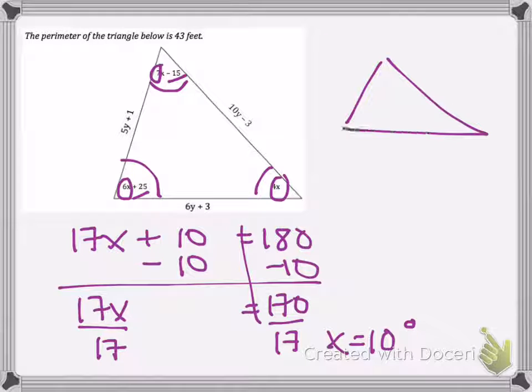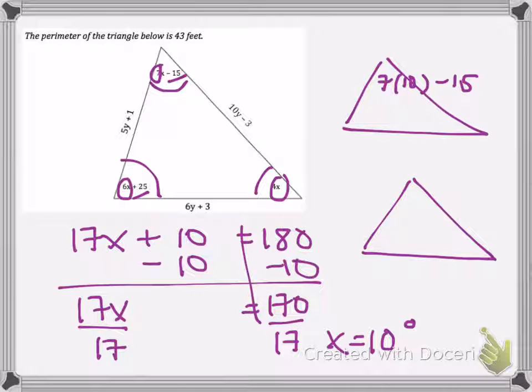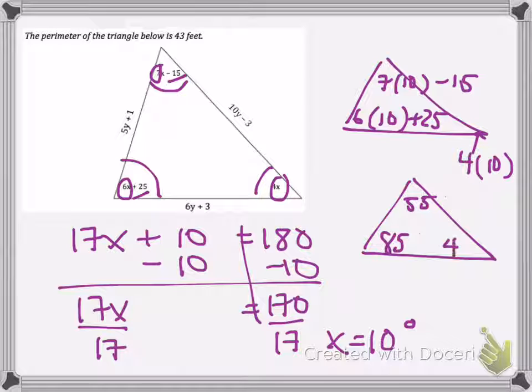If I plug that back in, up here I'm going to have 7 times 10 minus 15, which means that, oh, that's a beautiful 15, isn't it? Which means that that angle is going to be 70 minus 15, that's 55 degrees. Over here I have 6 times 10 plus 25. That's going to make this one 85 degrees. And in this angle right here, I have 4 times 10, which is a nice, easy 40 degrees.